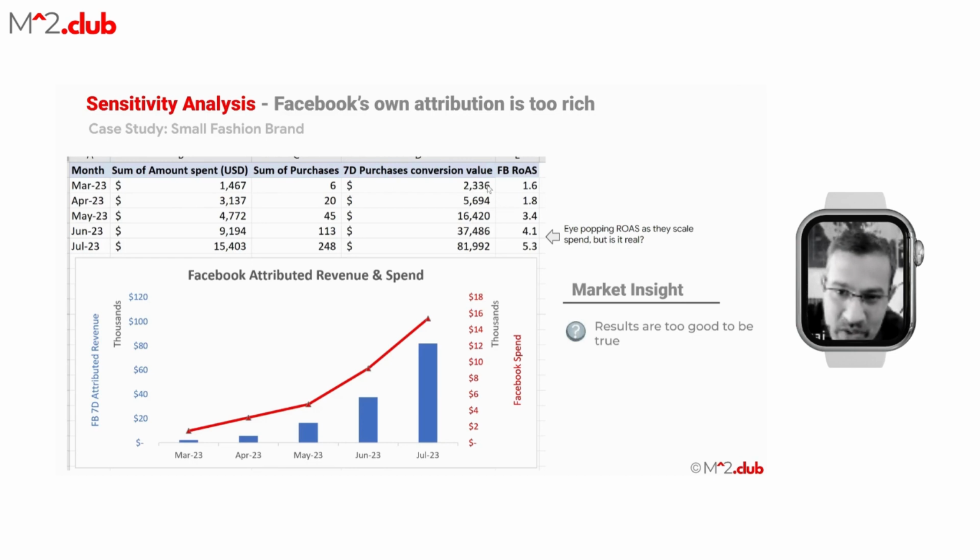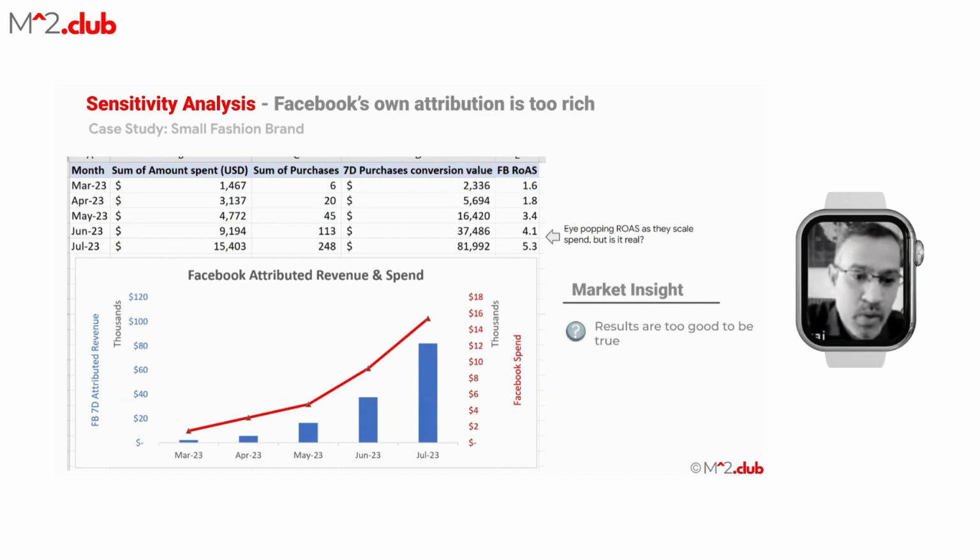But until it was here, it was kind of okay. Then as it grew here, they're like, dude, this is looking really weird. I don't know if I believe these results. Why? Because this is too rich. I don't really believe you're driving this much in ROAS. If I drove an additional $80,000 in July, I would know it. I'm not seeing it in the business.